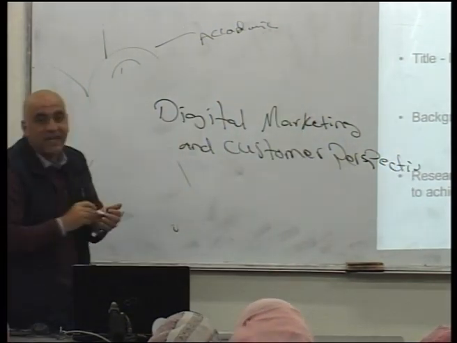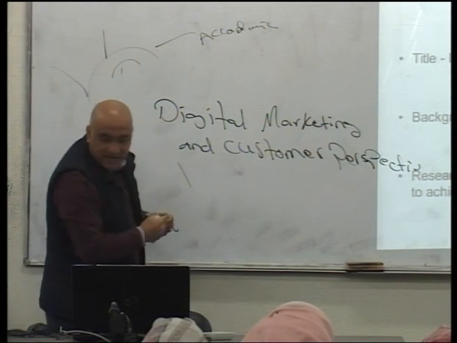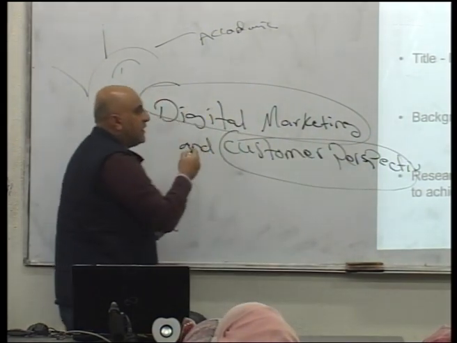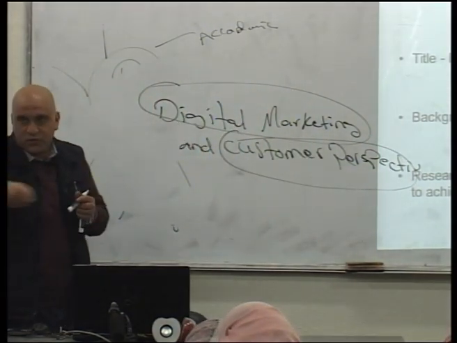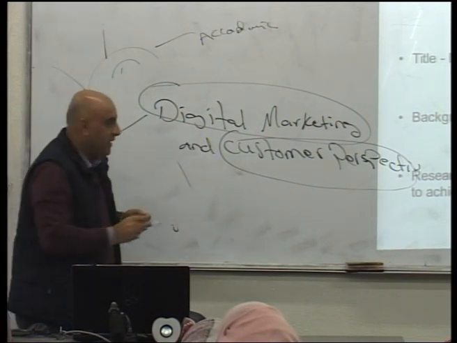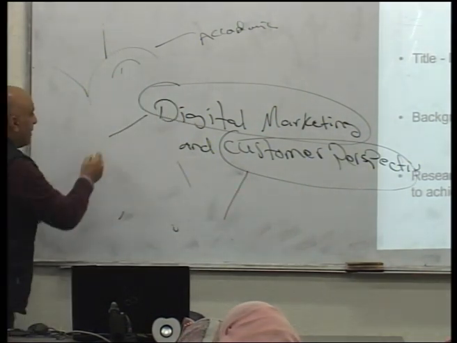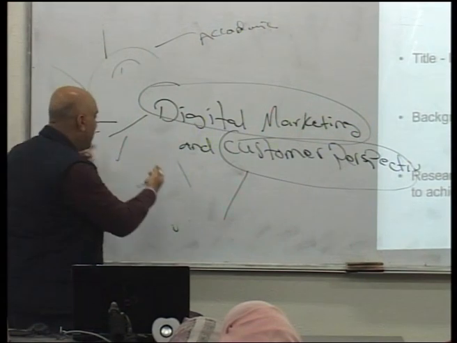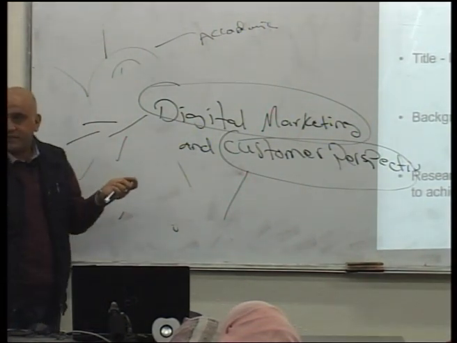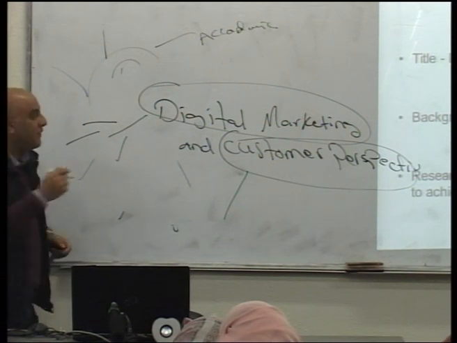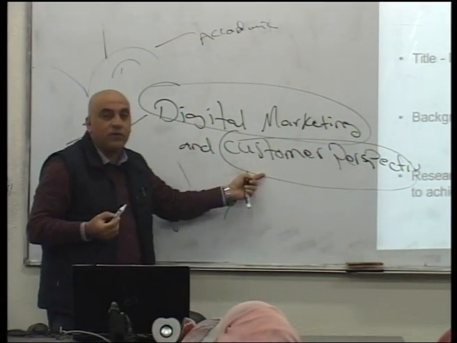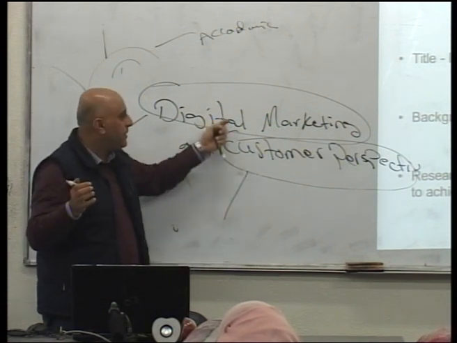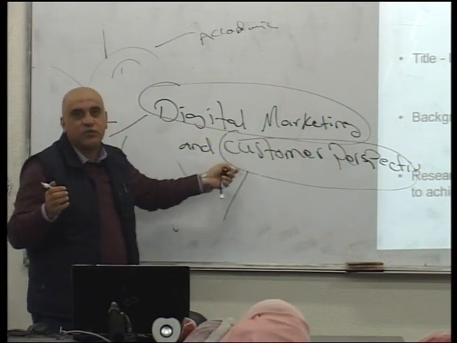Okay, now we have two main keywords: the digital marketing and customer perspective. So the entire research should be focused on the digital marketing and the customer perspective. After addressing your research title, the hypotheses and research objectives should be closely related to the components of digital marketing and the components of customer perspectives. Okay? Don't go away from these two keywords because it is your title.